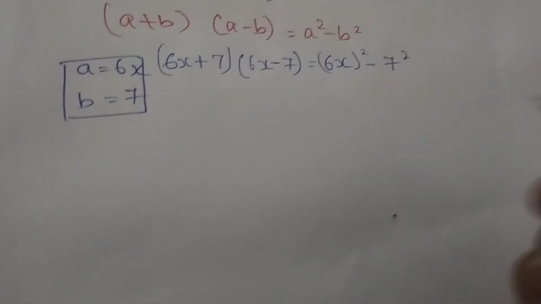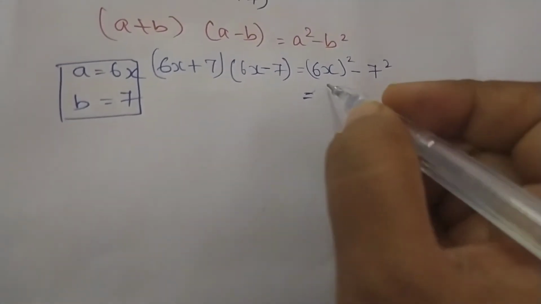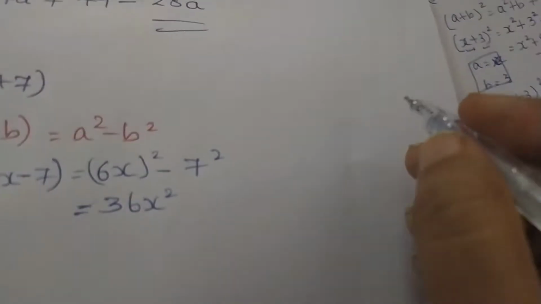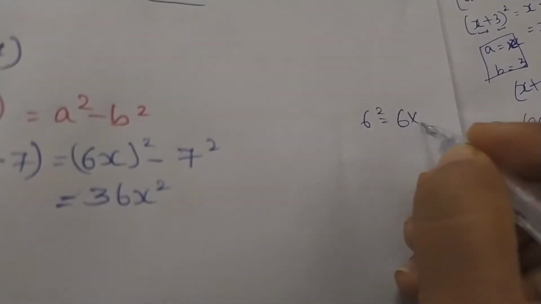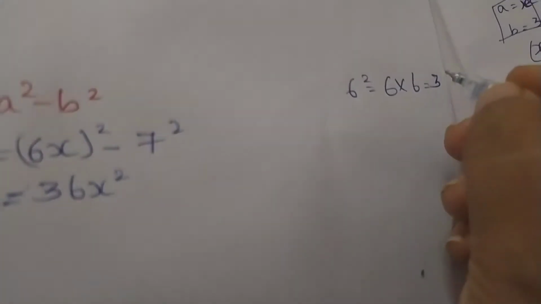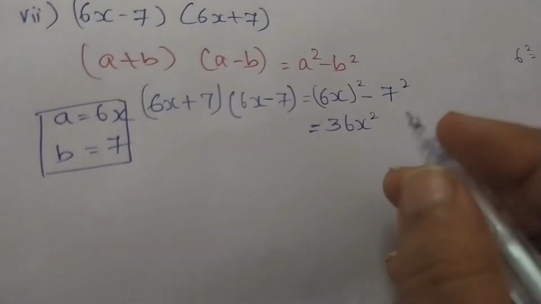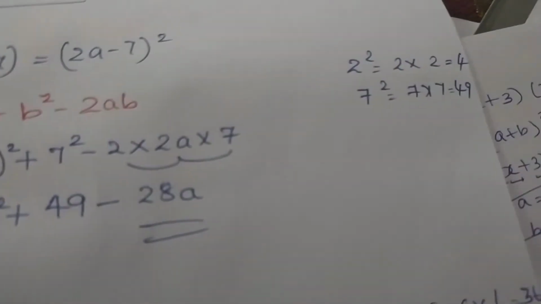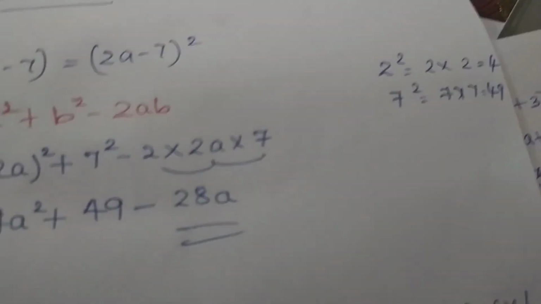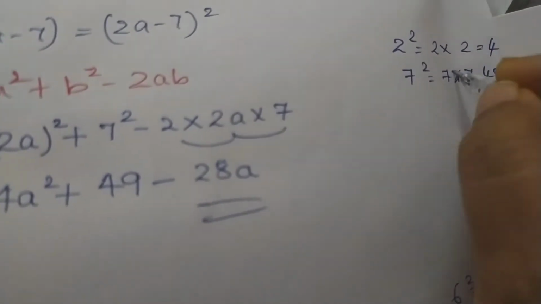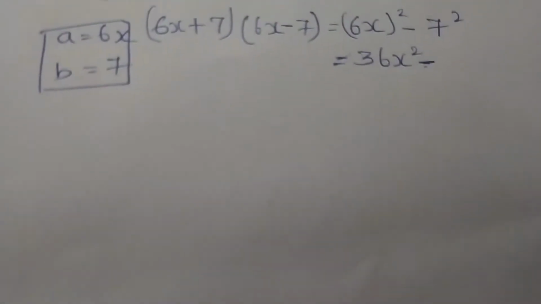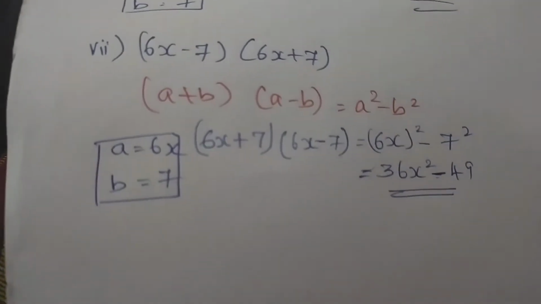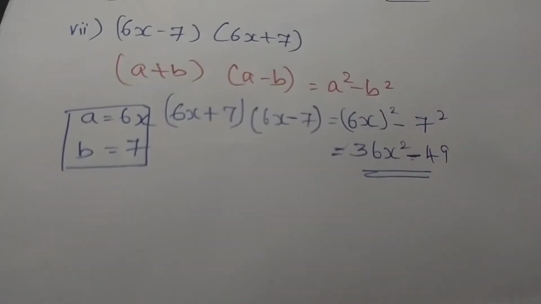Okay. So 6x square, 6 6s are 36x square. 6 square means 6 into 6, which is 36. Okay. So 7 square. What is 7 square? I think I did before. I showed you 7 square is 7 into 7. 7 7s is 49. So we are going to write minus 49 here. That's it. This is the answer. I hope you have understood, children.